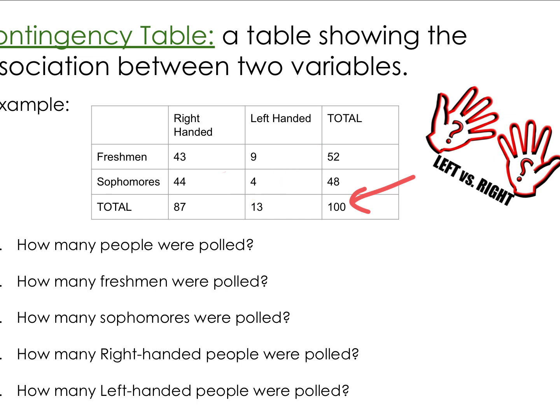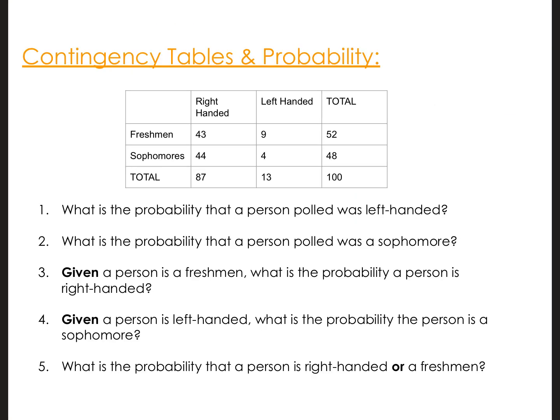Okay. Now, these get way more intense on the next. Go to the next page. What's the probability that a person polled was left-handed? Now, all of a sudden, it's a probability. So now it's what I want, all the outcomes that I want over what's possible. The lefties, that's 13 out of 100. You guys get that? That makes sense? 13 out of 100. How about the probability that the person polled was a sophomore? Sophomores, 48 out of 100. Now, careful. That's the easy kind.